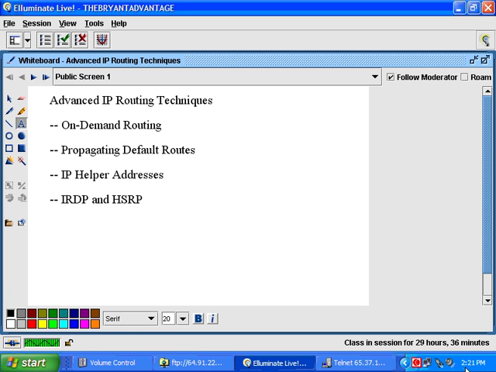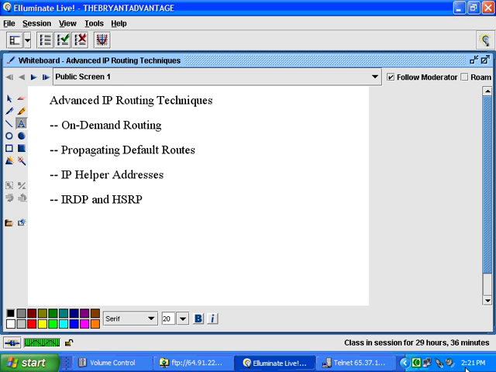Then with propagating default routes, we're going to take a look at two commonly used Cisco commands that are just as commonly misused. There seems to be some confusion. They are similar. We're going to take a look at when and when not to use both of those commands to propagate a default route throughout your network.